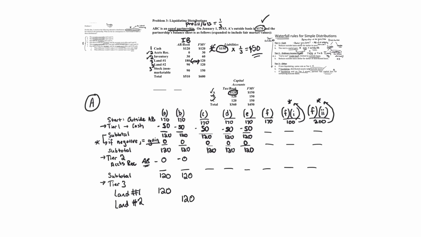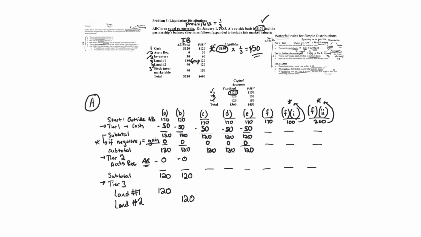So partner A is indifferent between receiving land 1 and land 2, but partners B and C are not indifferent. They want to give up land 2 and keep land 1 because they want to keep that loss property, so when the partnership later sells, they can take the loss. Versus if they sell land 2, because they're both worth $120, there's a $30 gain they're going to have to take. So see how that works out?